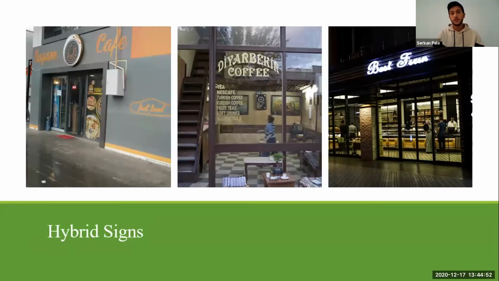Hybrid signs are compounds of at least two languages. For example, Diyarbakır is the old Turkish name of the city, and coffee is English, so we are creating a hybrid sign. Another example: best is English again, and friend is a Turkish word, so it creates a hybrid sign. And the other one is Yaşam Cafe Fast Food.